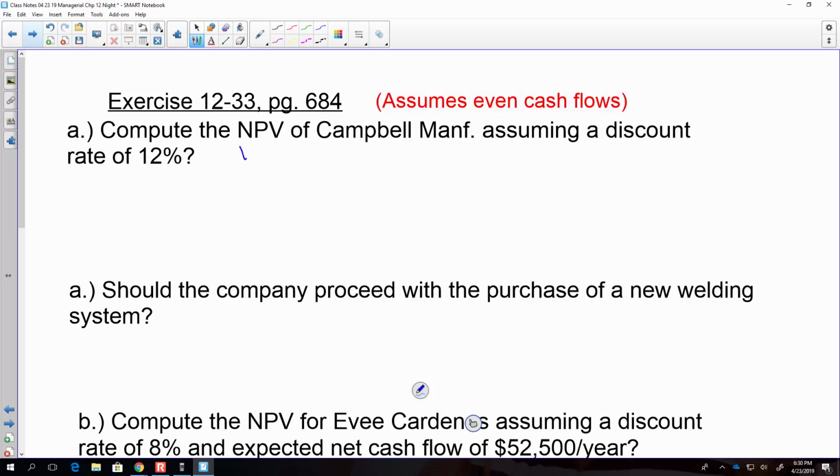Year 0, what are we spending? 2 million, 2,700,000, right?